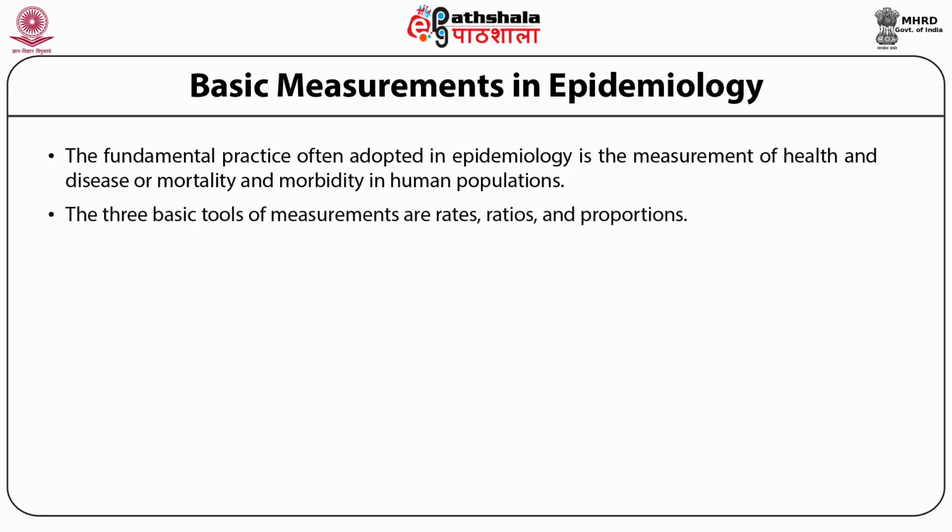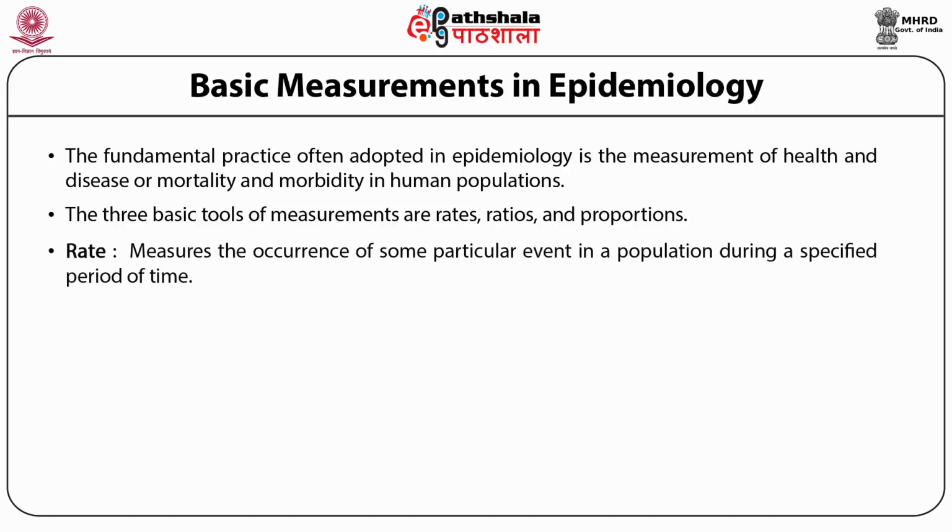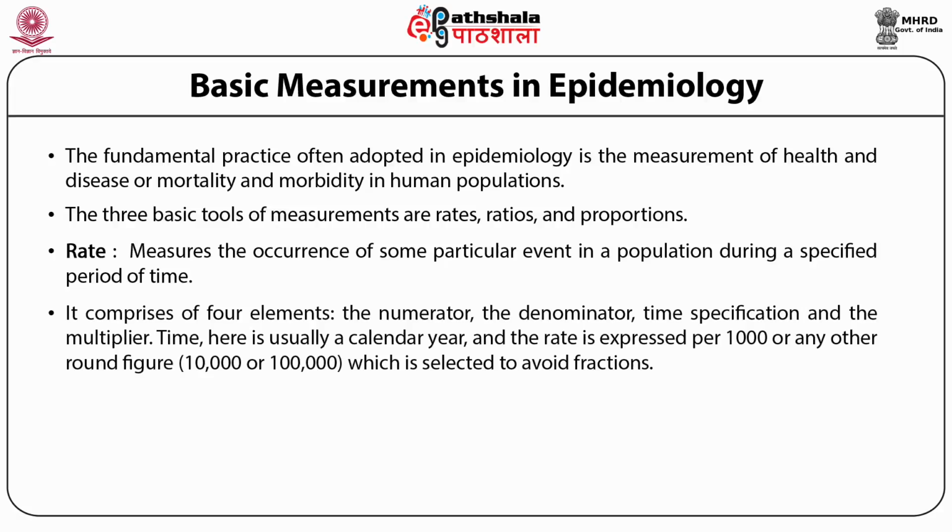Now, the three basic tools of measurement that are used frequently in epidemiology are rates, ratios, and proportions. Let us discuss these one by one. Firstly, the rate. Rate measures the occurrence of some particular event in a population during a specified period of time. It is indicative of change in an event in a population in a given period of time. It comprises four elements, which are the numerator, the denominator, time specification, and the multiplier.